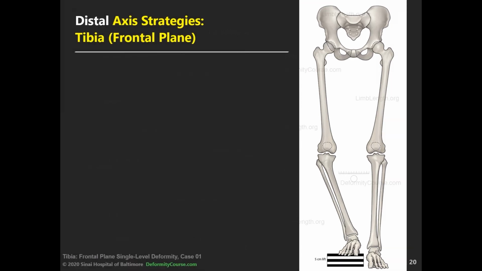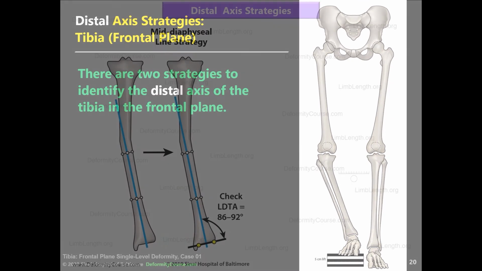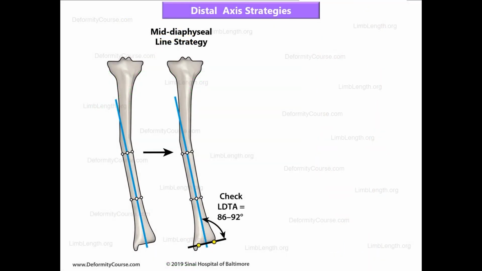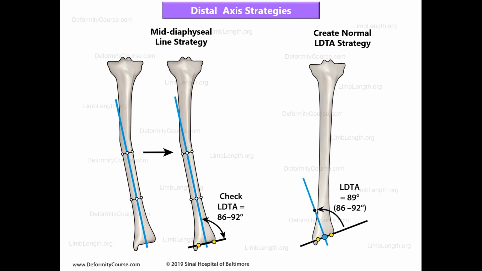Once that we found our proximal axis, it is time to find the distal axis. There are only two strategies to find the distal axis, as there is no long bone below that could be used to find our mechanical axis. In this situation, we can use a mid-diaphyseal line if a normal LDTA is created distally, or we can create our own LDTA using the normal side or the population average.